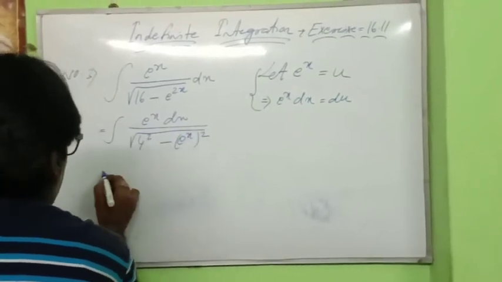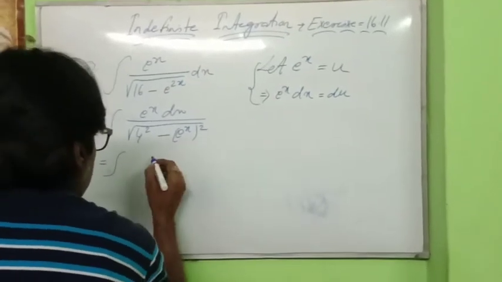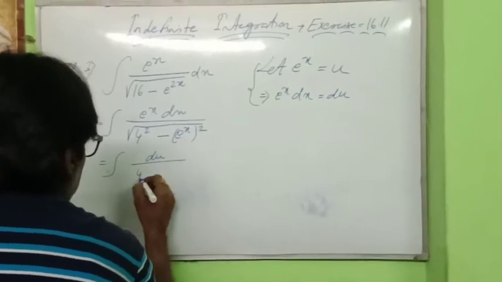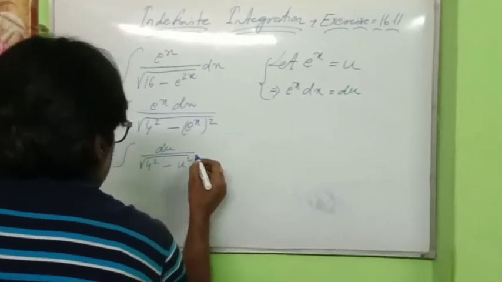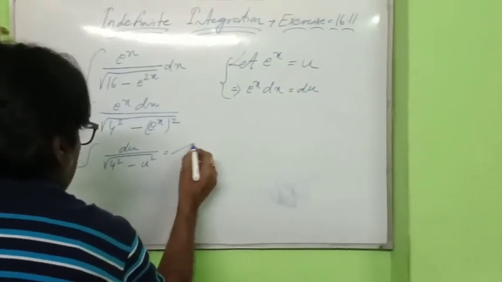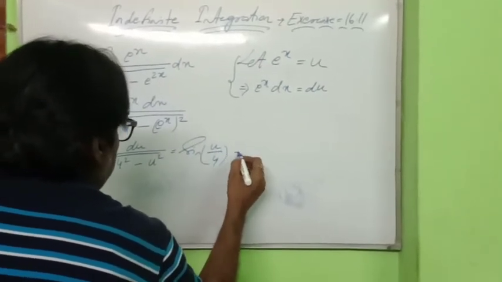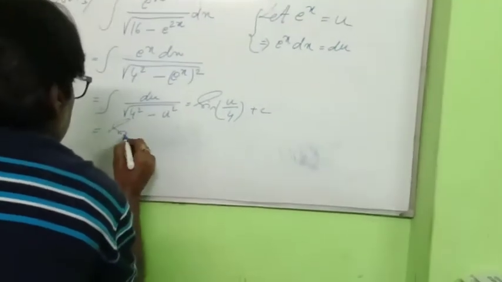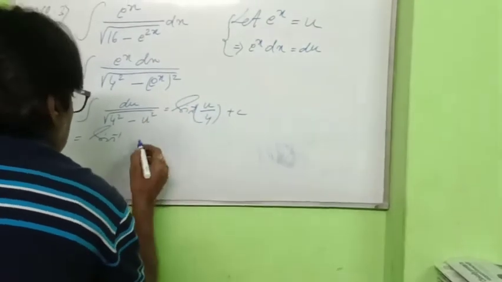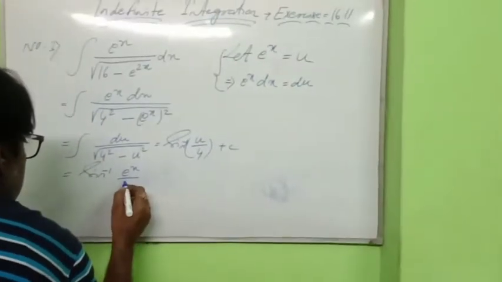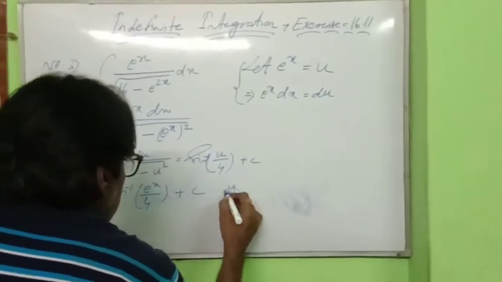Now you substitute the value of e to the power x. What is that? This will be du by root over 4 whole square minus u square. Now you know the formula of this. What is that? Sin inverse u by 4 plus c. What is sin inverse u? u means e to the power x, so sin inverse of e to the x by 4 plus c. Okay, this is the answer.